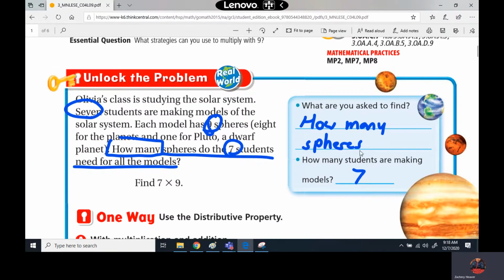So first off, they ask us, what do we need to find? Well, it's simple. How many spheres are they using? How many students are making models? 7. It even says it right here. If we go through and circle stuff, we'll know exactly what to find.